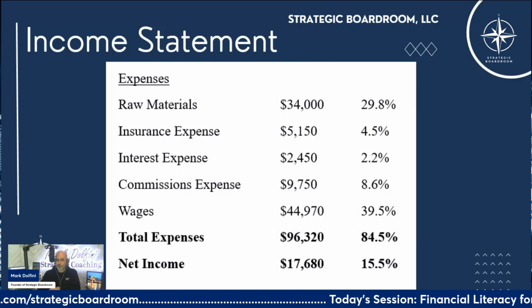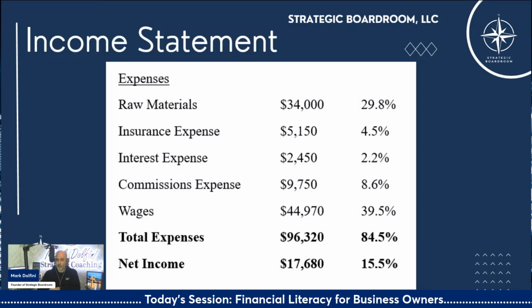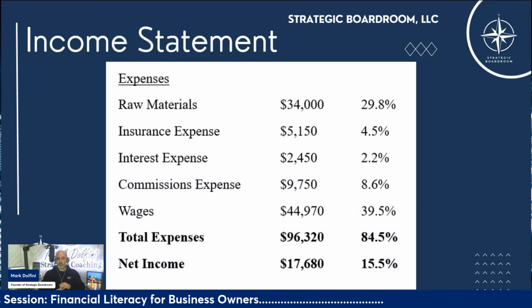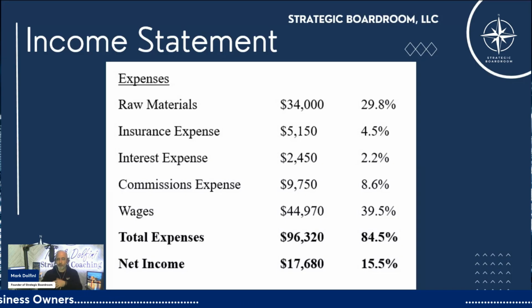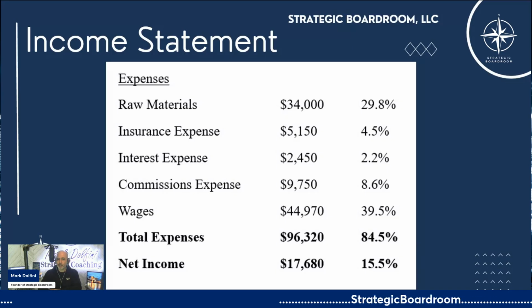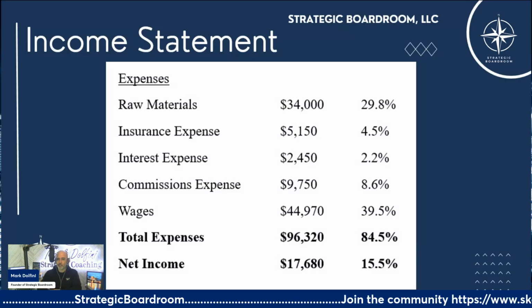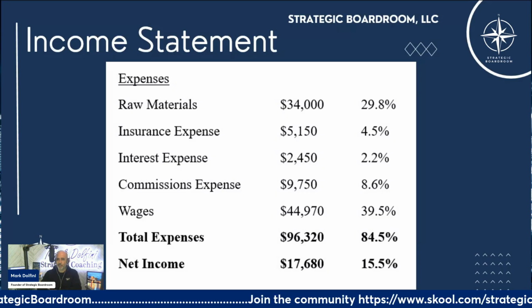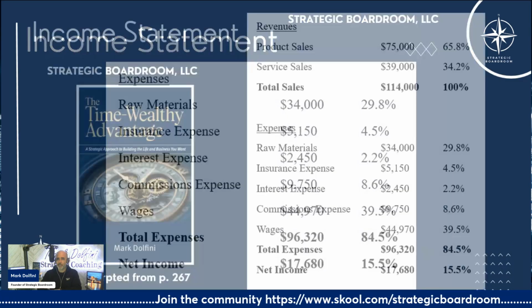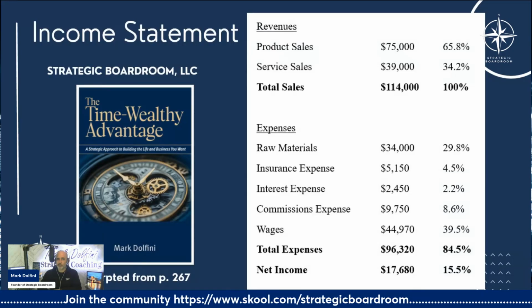You've got interest expense that you paid out that month. You've got commissions that maybe you paid to your salespeople. And then you've got total wages. So all those expenses added up for that period of time, that month, that quarter, that year, whatever, would equal $96,320. That net income is what's left over. So you take your sales, subtract out the expenses, and you are left with your net income of $17,680. Okay, so that is the income statement in a nutshell.